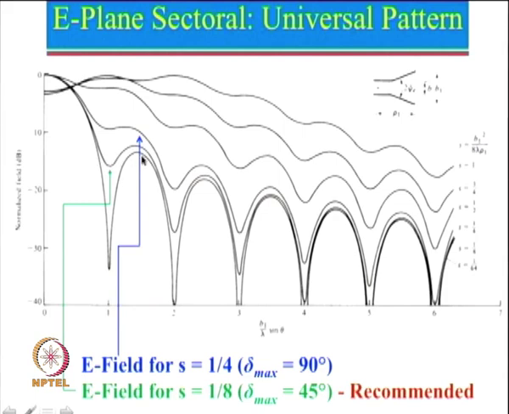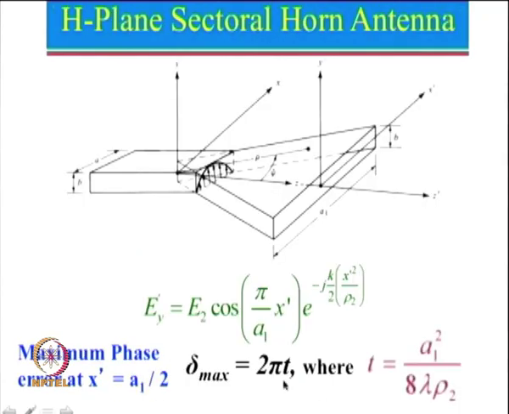So that means radiation in this direction is much lesser compared to this particular value here. So naturally this will give us a better efficiency. So I generally recommend this one here, and we can get about 70 to 80% efficiency if delta max is taken around 45 degree. Now let us look at the next one, which is the H plane sectoral horn antenna.